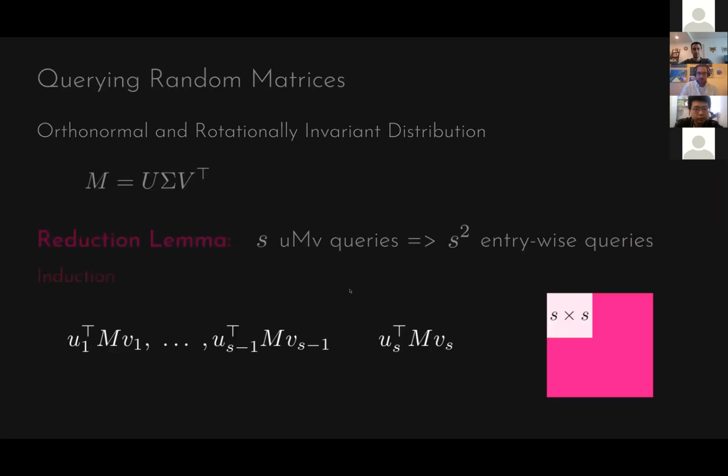And the proof is not actually too hard. It's just by induction, and say you can simulate the first S-1 queries, and you look at the last one, and then you just have to show that you can write this in terms of these plus some new queries. And in fact, what we do is we just show that you can just look at the top corner with S squared entry-wise queries, and you can get the exact same distribution as if you had some arbitrary UMV queries. So I think that's pretty neat and definitely surprising. Entry-wise queries are very specific.